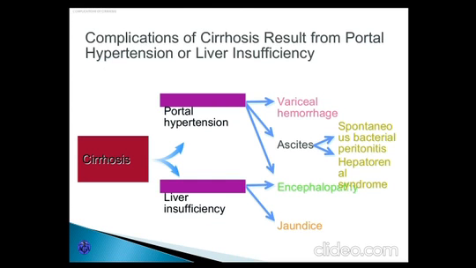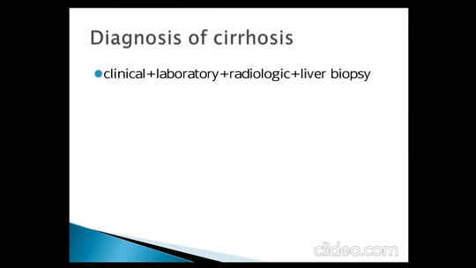So complications of cirrhosis result from portal hypertension or liver insufficiency. So again, an important component of cirrhosis is portal hypertension: ascites, spontaneous bacterial peritonitis, hepatorenal syndrome, jaundice, encephalopathy. All these are contributing factors in cirrhosis. Diagnosis, again as I told, is clinical, lab, radiological, and liver biopsies.